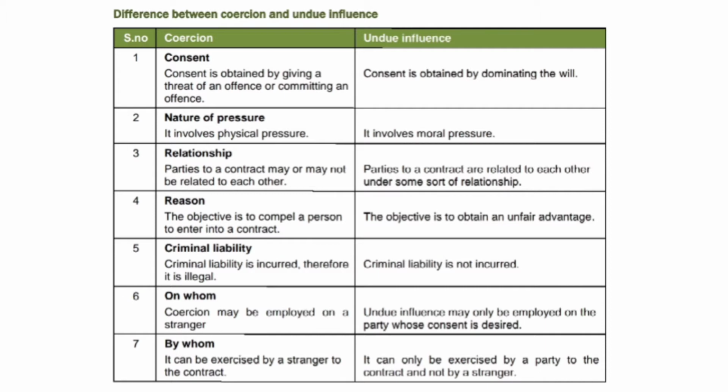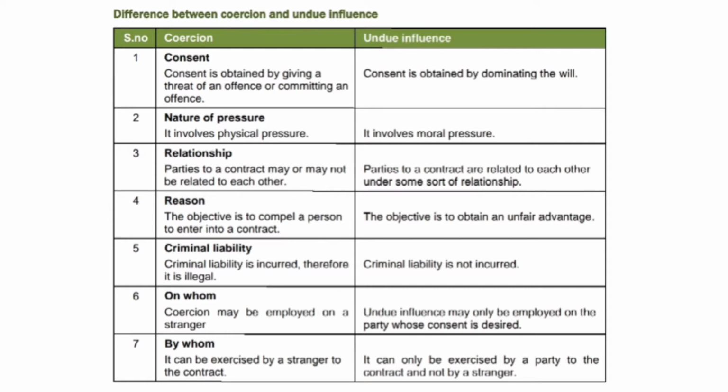So the first difference, as we can see, is with regards to consent. When it comes to coercion, the consent is obtained by giving a threat of an offense or by committing an offense, whereas in undue influence, the consent is obtained by dominating the will of the other party. So in undue influence, there is neither any actual commitment of an offense nor is there any threat to commit an offense which forces you into entering the contract. It's simply about dominating the will of the other party.